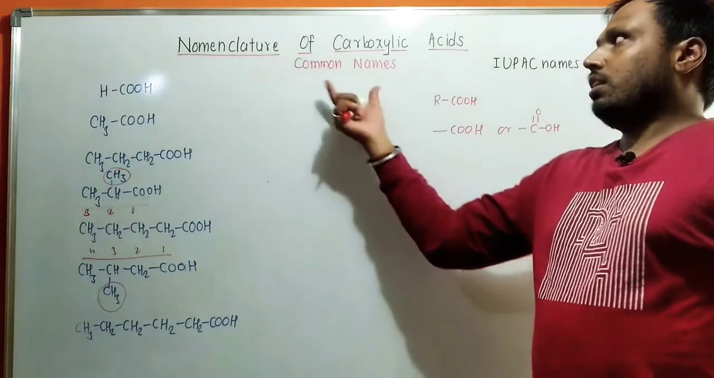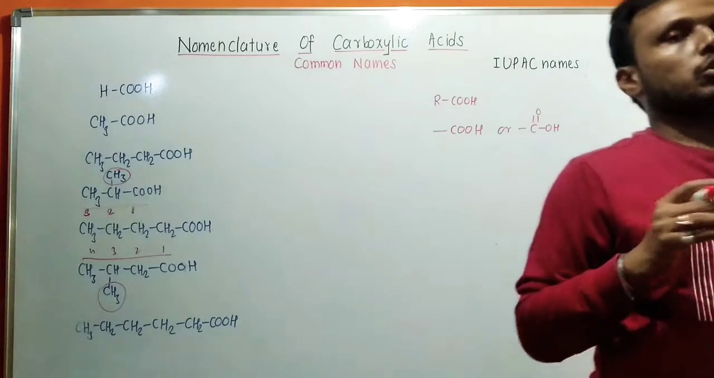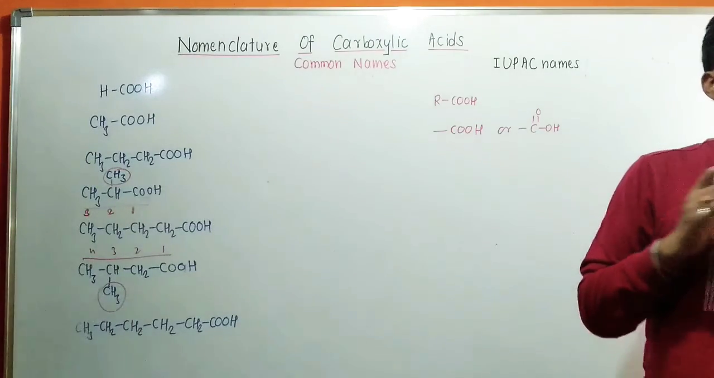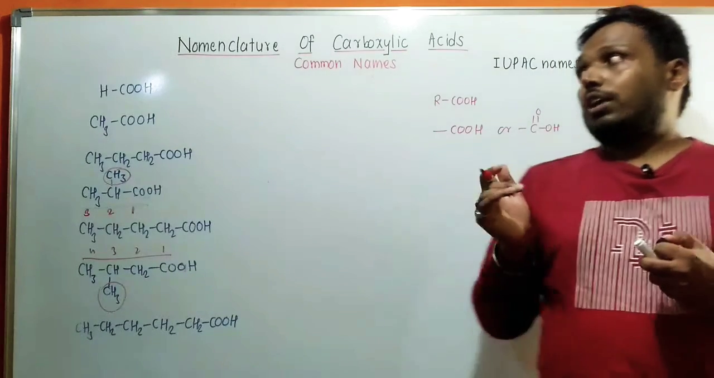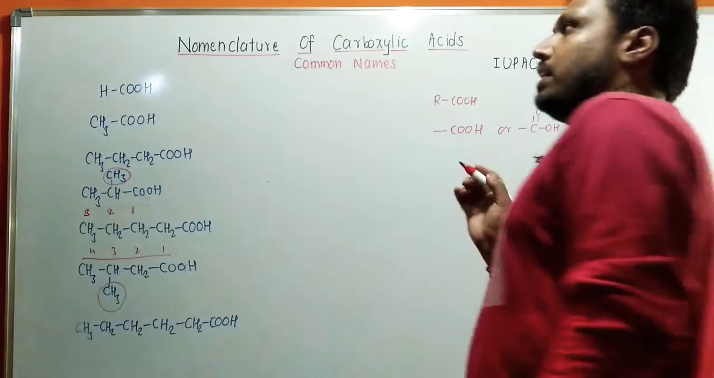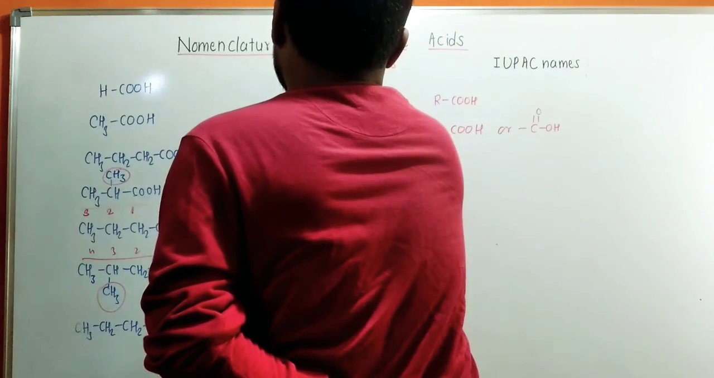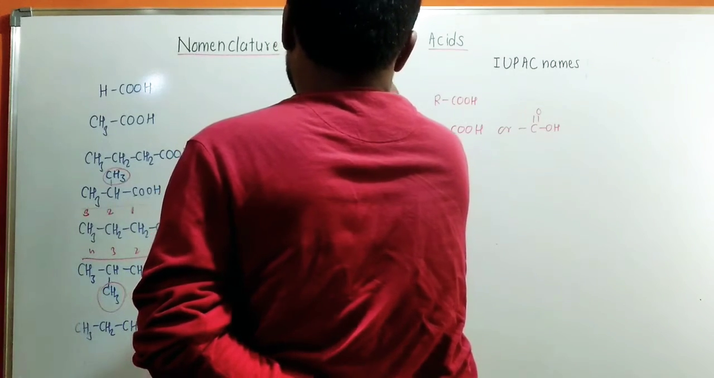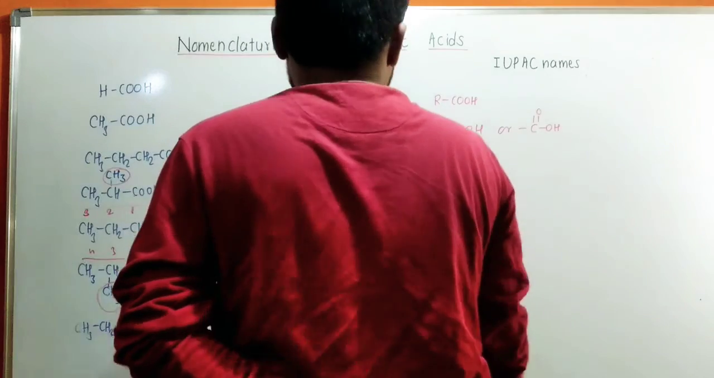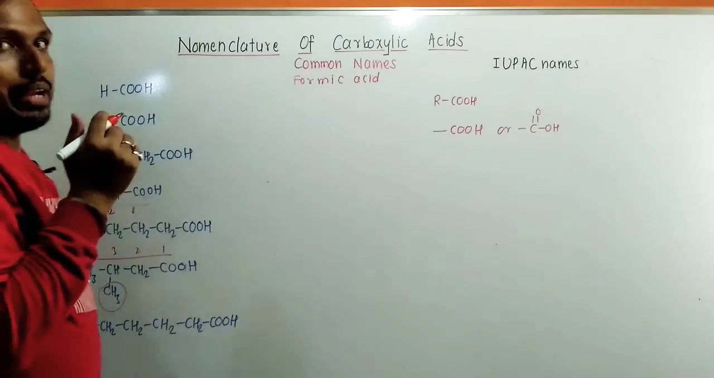So first of all, we will see the common names of carboxylic acids. For the common name system, you have to remember that the name of the acid came from its source. For example, our first acid is formic acid. The first member of the carboxylic acids in common name is called formic acid. Formica means ant. That acid was obtained from the ant, that's why it is called formic acid.